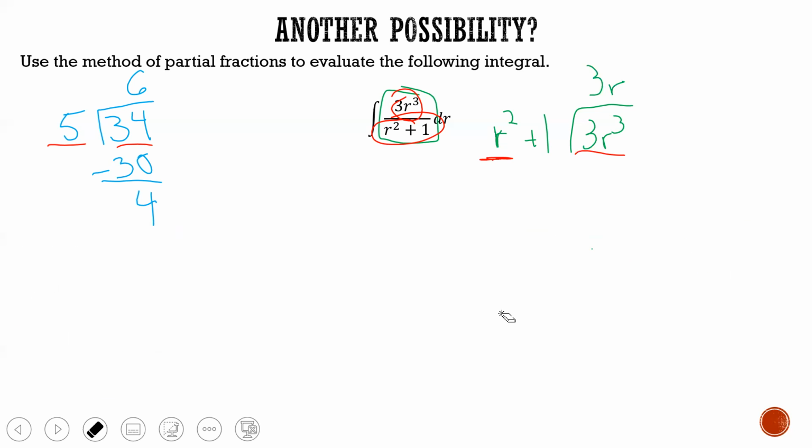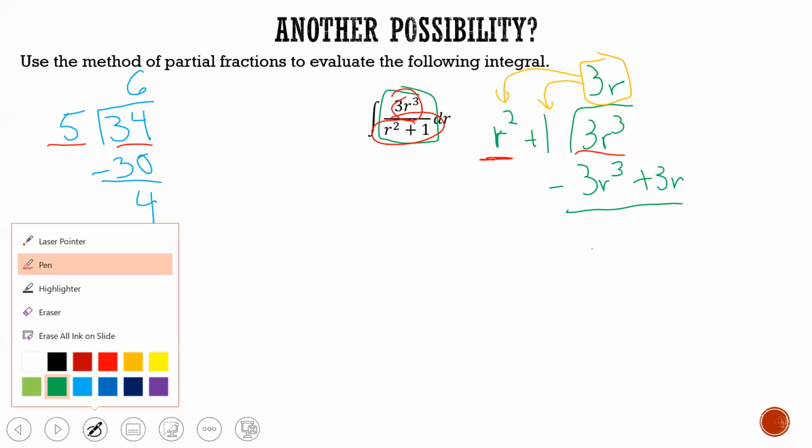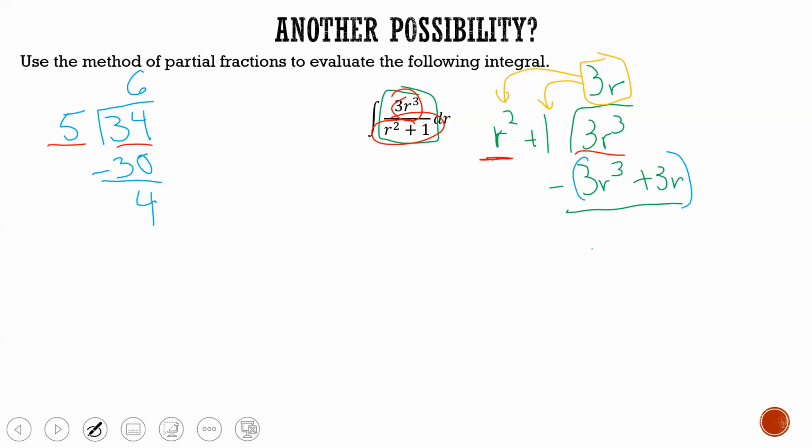Just like we did with the 34 and the 6, we're going to multiply the number we put up here by the expression down here. In order to do that, we need to multiply both terms by it. So we'll do 3r times r squared, which gives us 3r cubed, plus 1 times 3r is 3r. Then we subtract. The 3r cubed minus the 3r cubed cancel. There's nothing left here to subtract the 3r from, but we still need to do that, so we have minus 3r left over.